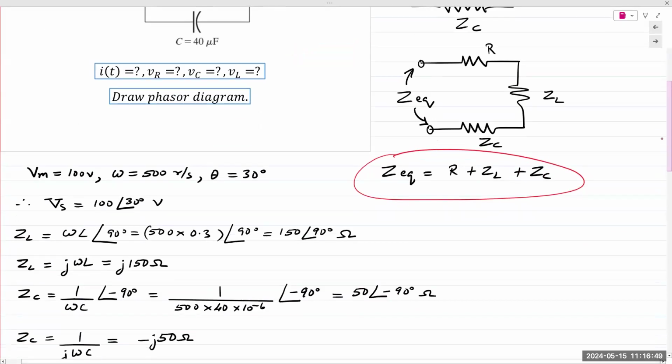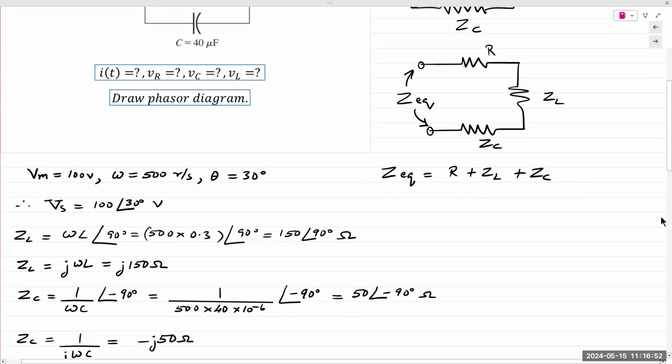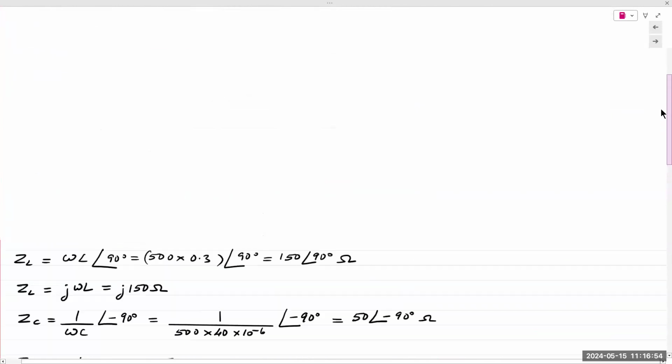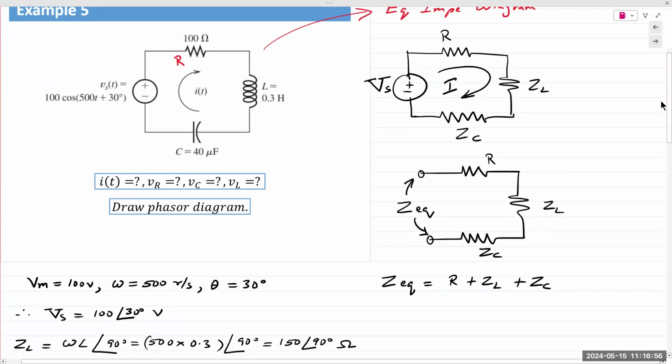Okay, so if we need ZEQ, we need the values for the individual impedances. So for the individual impedances, we go to our source, because the impedance response of an inductor and capacitor depends on the source frequency. And again, an important reminder: the resistor, inductor, and capacitor components affect the magnitude, the Y direction.